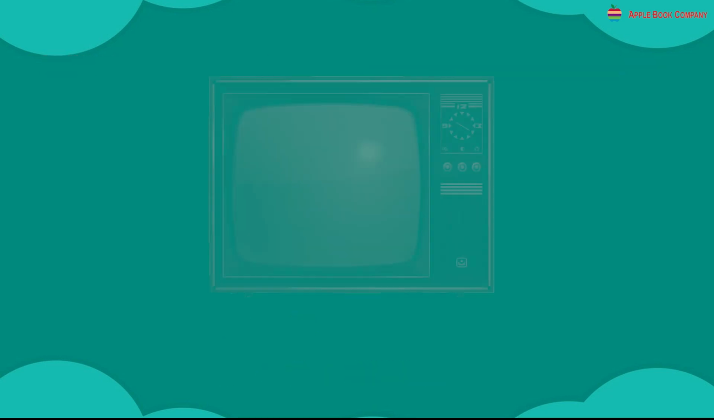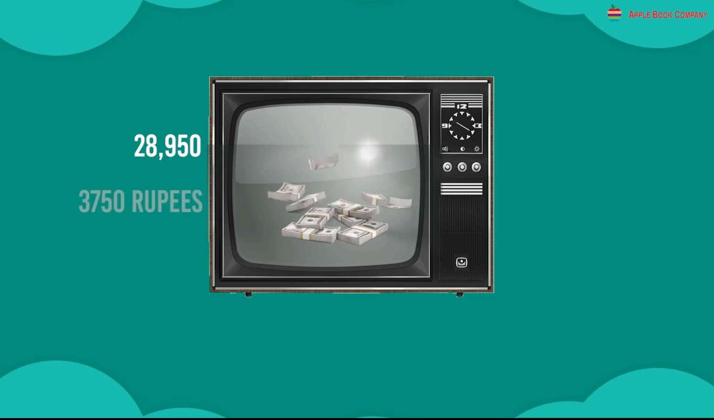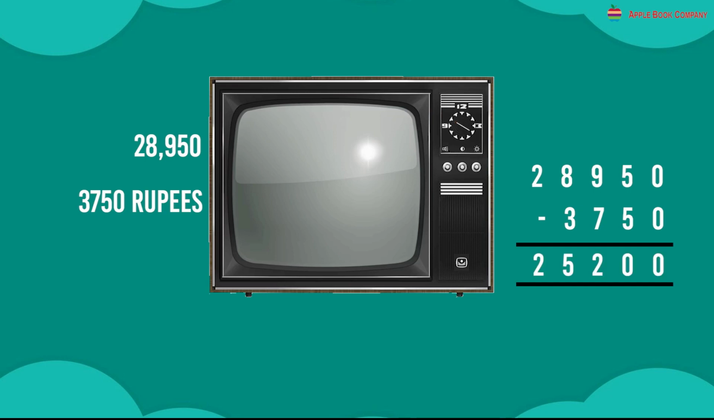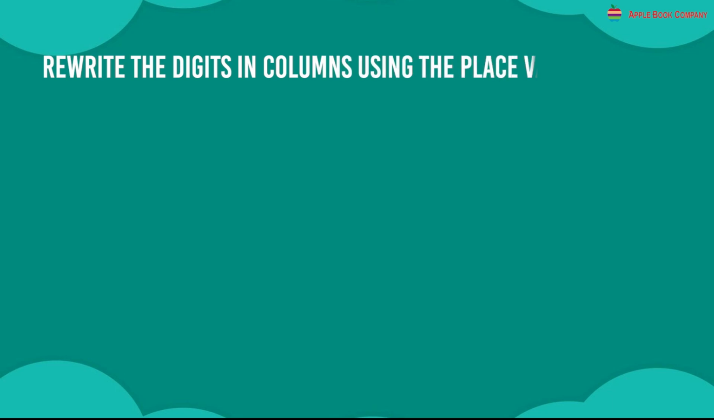Next question. The price of a television costing 28,950 is reduced by 3,750 rupees. What is the new price? The new price would be 28,950 minus 3,750, which is 25,200.